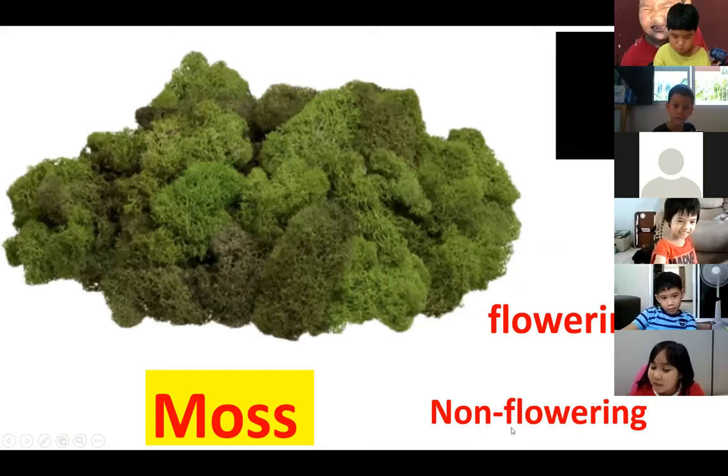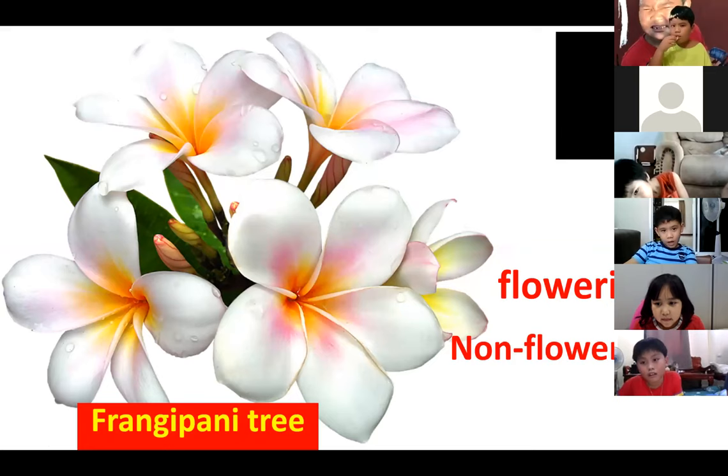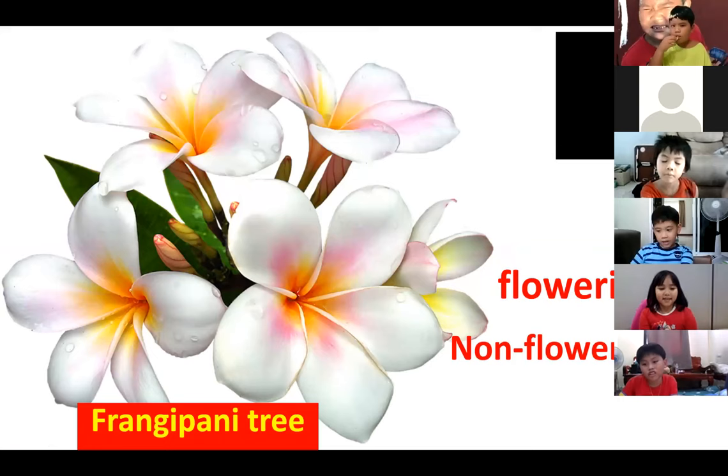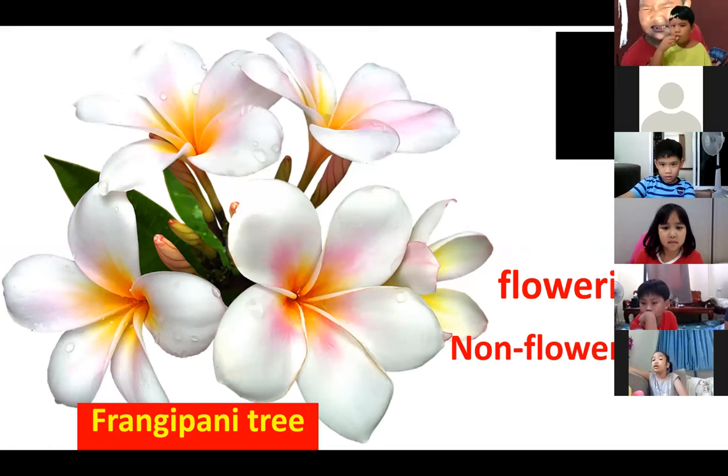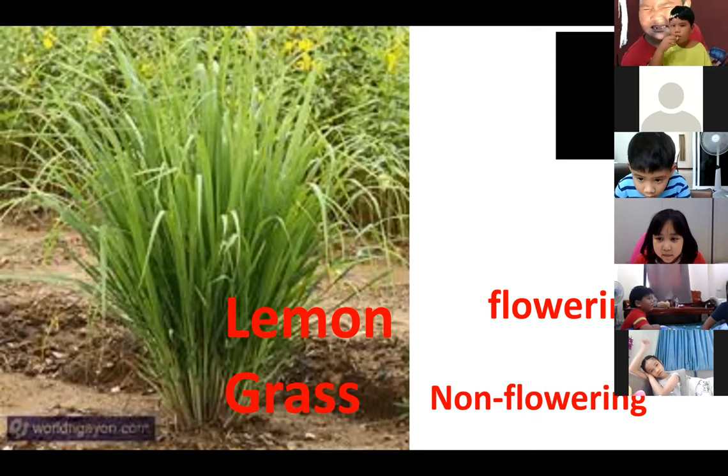Next, we have frangipani. 5, 4, 3, 2, 1. Very good. Great job. Next, we have Natapat. Natapat, what is this? Non-flowering. Thank you.